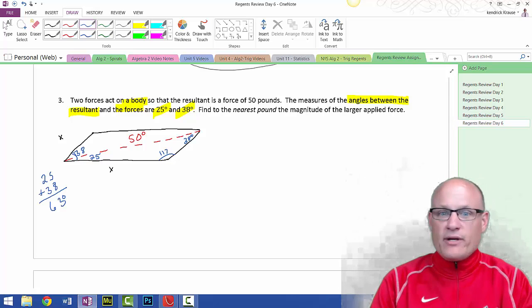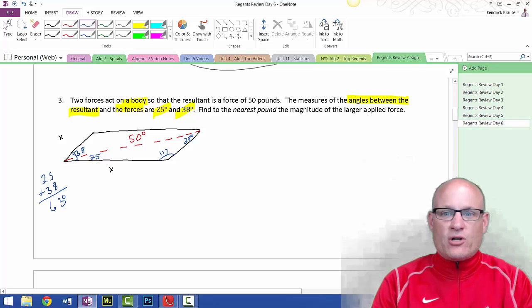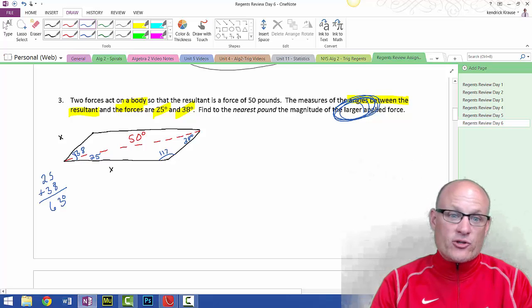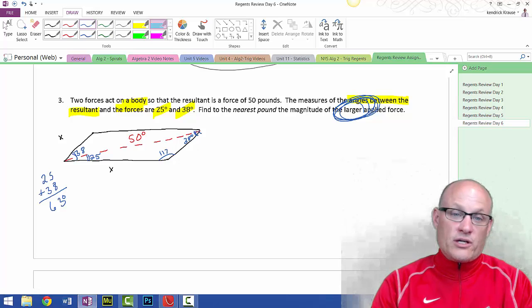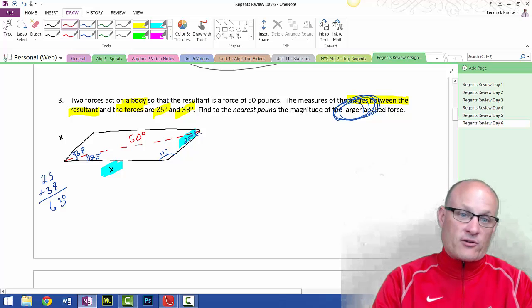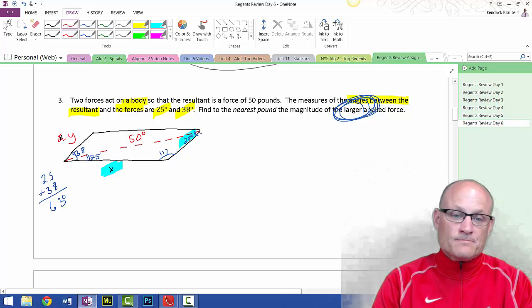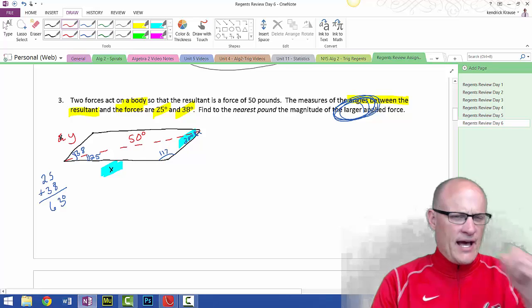All right. What do we got to find? It says find the magnitude of the larger force. You got to be careful the way you do this. Notice this angle's smaller. This angle up here is larger. And wouldn't it make sense that the larger the angle, the larger the force opposite it? And by the way, you notice how I put X and X? This should probably be a Y. So we want to find X.